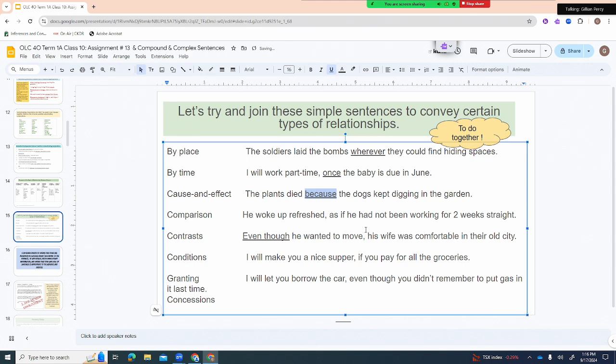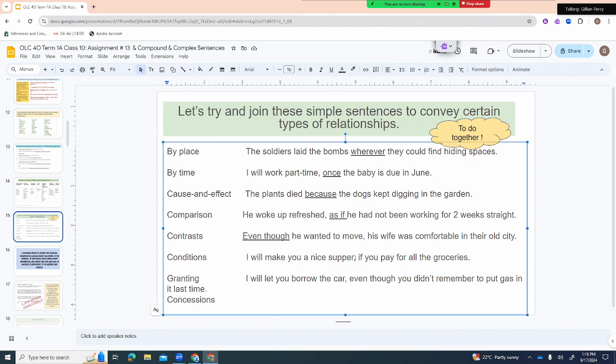He woke up refreshed as if he had not been working for 2 weeks straight. They're making a comparison there. Oh, this one still has it. Even though he wanted to move, his wife was comfortable in their old city. So they have two different feelings, even though is setting up that contrast.